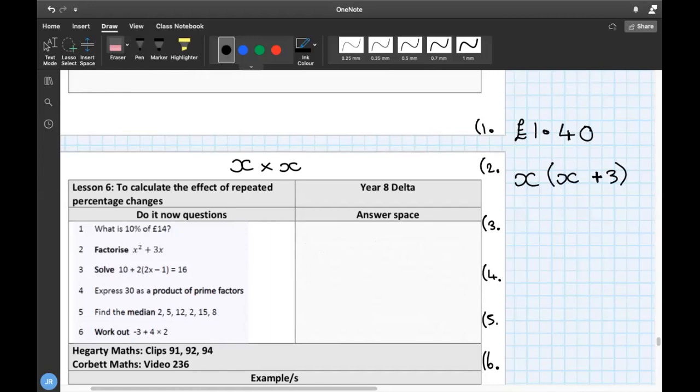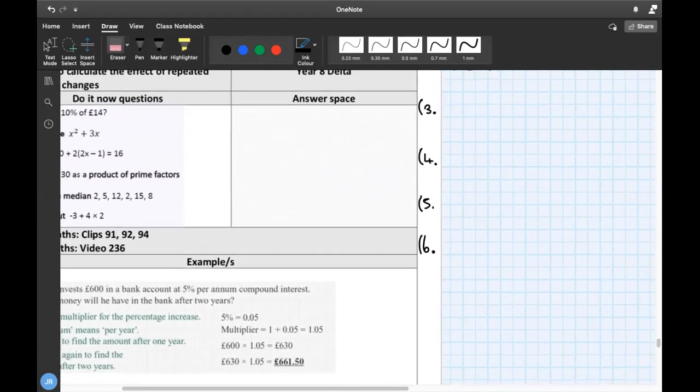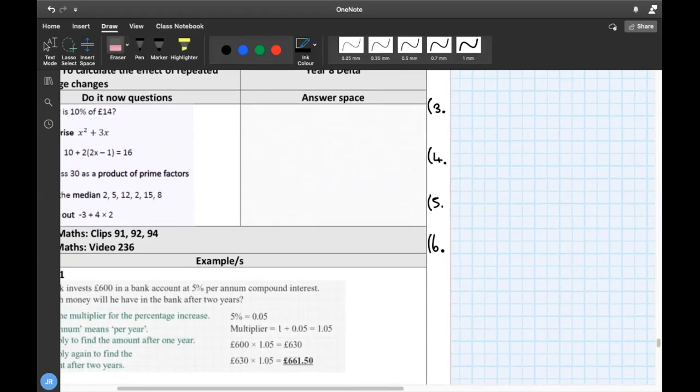Next, we've been asked to solve the equation. This is a long equation, so I'm just going to move over and give myself a bit more space. Okay, so I'm going to write that out. Here we had 10 plus 2 brackets 2x minus 1, close brackets, and that was all equal to 16.